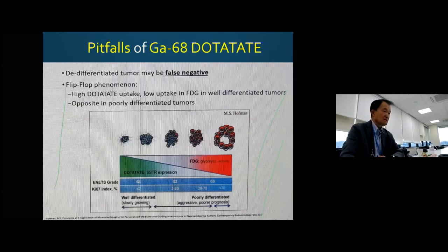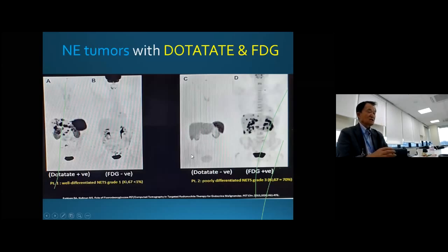And false negatives, certainly for very small size, or this sort of thing they call flip-flop. With low uptake on FDG, you then have high somatostatin receptor imaging, and vice versa, as I just mentioned for FDG. So by utilizing two agents, you can assess the biological status of the neuroendocrine tumor.